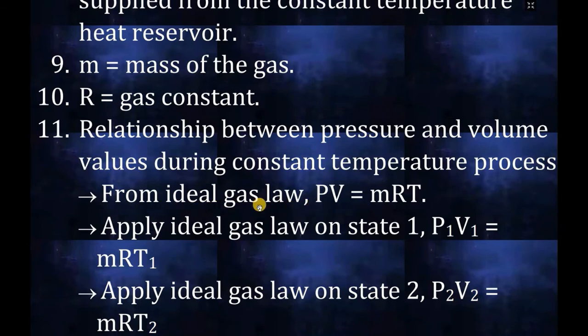And the basic formula for ideal gas law is PV is equal to mRT, where P is pressure, V is volume, m is mass, R is gas constant, T is temperature. So now I will apply ideal gas law on state 1. By applying ideal gas law on state 1, we can understand the relationship between the pressure, volume and temperature values of the hot gas at state 1. So the formula for ideal gas law of state 1 is P1 V1 is equal to mR T1.